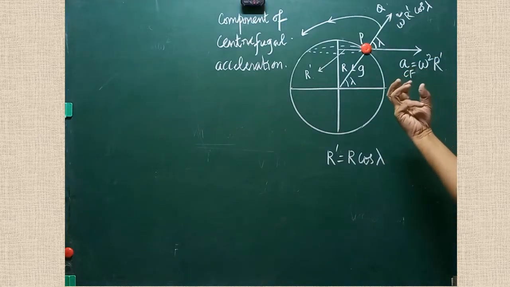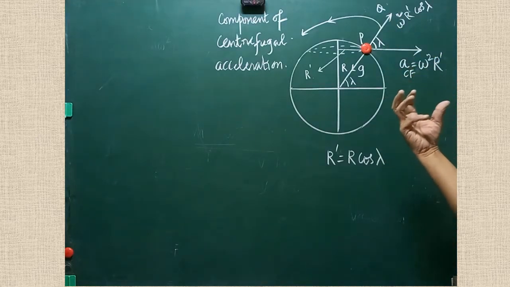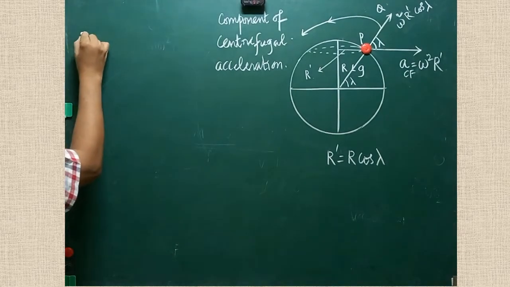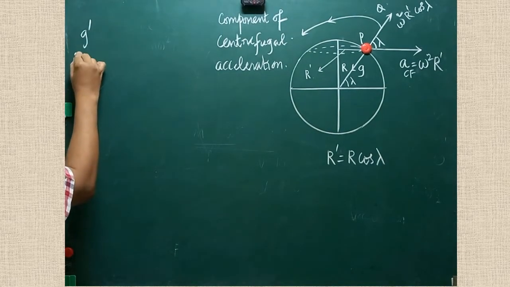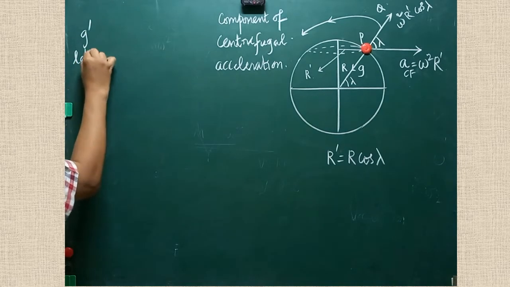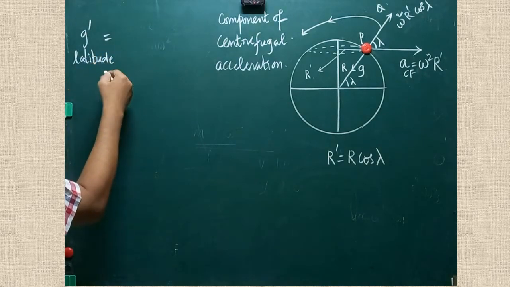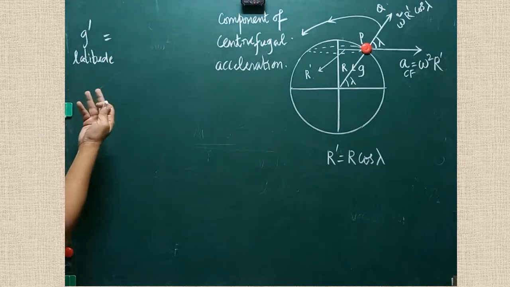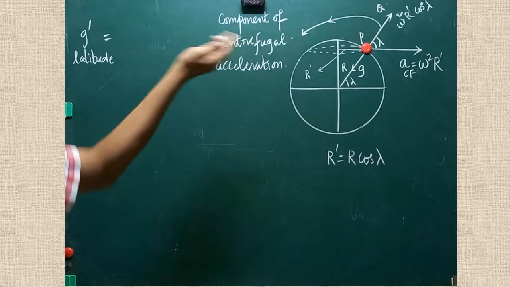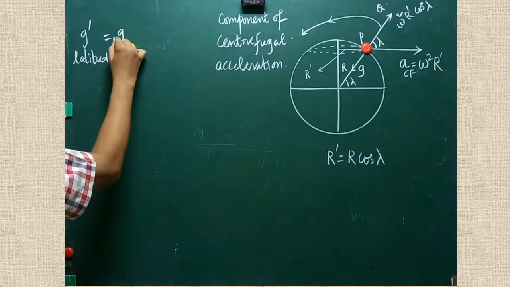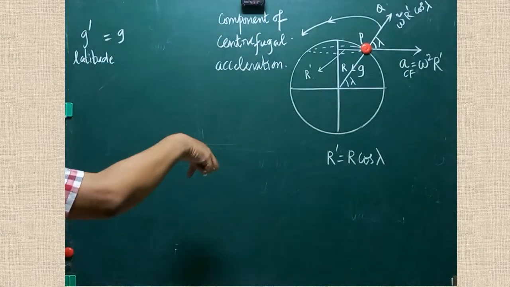Now we have to find out the net value of g. Are you clear? This can be called g dash. What is g dash? g dash is the acceleration due to gravity due to latitude. Are you clear? The acceleration due to gravity due to latitude can be calculated. That is our aim. That is the net value of acceleration acting on the object.